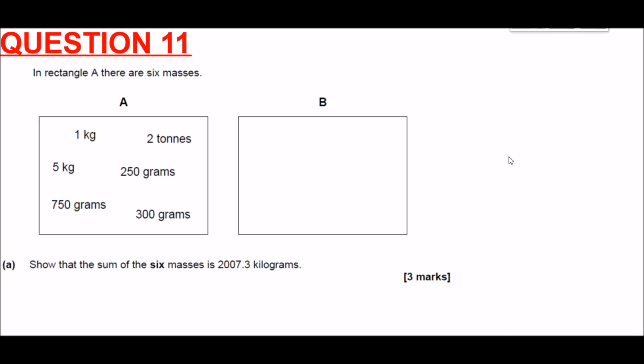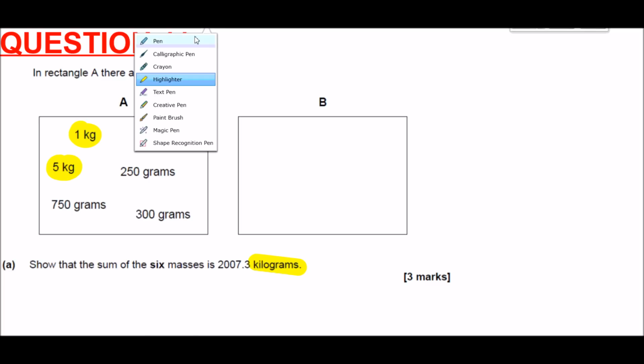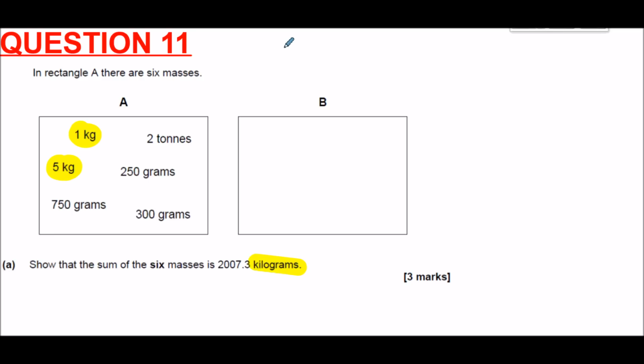Question 11, we have a rectangle with 6 masses inside it. In fact, there's 2 rectangles, rectangle A and rectangle B. And we need to show that the sum of the 6 masses is 2007.3 kilos. So we want to show that the 6 masses weigh something in kilograms, which is fine, we can do that. But not all the units are in kilograms. These ones are 1 kilogram and 5 kilogram, so they're fine. It's the others we need to think about converting. So what we need to know for this question is that 1 kilogram is equal to 1,000 grams.